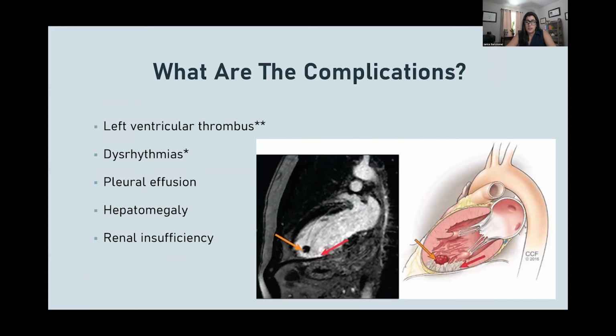Some of the complications that can arise from heart failure are thrombus or clots in the ventricle, the left ventricle. Again, the blood is pooling there because the heart doesn't have that strong squeeze or contraction, because it's weak, it's sick. And so they can develop clots from the blood pooling there. You can have dysrhythmias, pleural effusion, and also renal insufficiency.